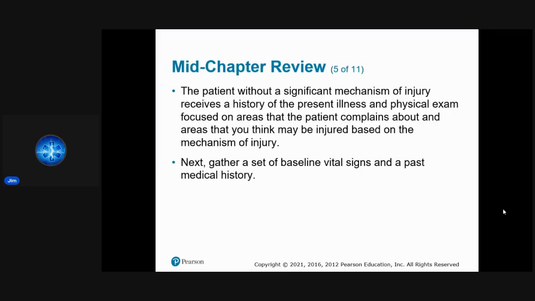Let's do a quick chapter review. If a patient has no significant mechanism of injury, they receive a history of present illness and physical exam focused on the area that they're complaining about, right? So that goes back to if I twisted my ankle or a minor injury, I'm going to focus in on that area that the patient's complaining about. I don't have to do this rapid trauma. I may not even have to do this big detailed physical exam. We're going to gather a set of baselines after we do our exam and a past medical history.